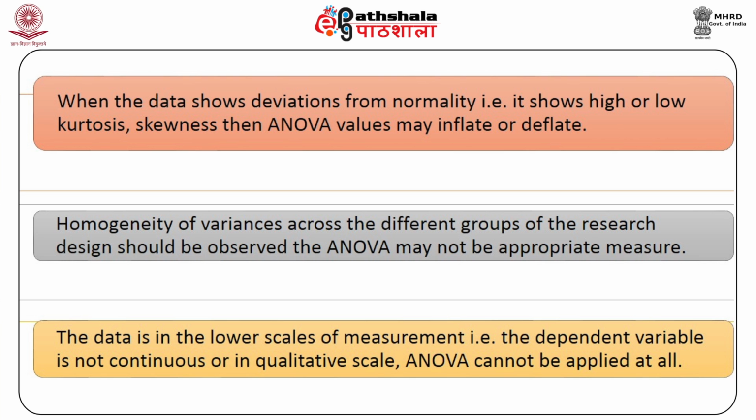Homogeneity of variances across the different groups of the research design should be observed. Otherwise, ANOVA may not be an appropriate measure. That is, only when the homogeneity of variance is there across the groups, ANOVA would be suitable. If we don't observe homogeneity of variance across the different groups, then ANOVA may not be a suitable method to be applied.